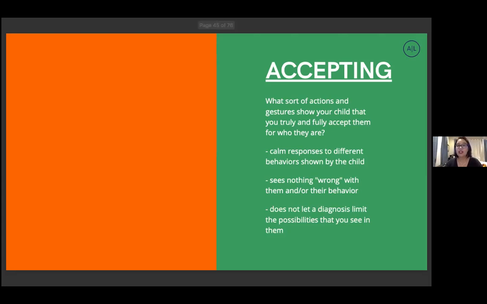Okay, so do not let a diagnosis limit the possibilities that we see in them. I know that a lot of parents have been told, I'm sorry, but I don't think your child would be able to speak. I'm sorry, but I don't think that your child would be able to go to a typical school, wouldn't be acknowledged or even entertained in a regular school.